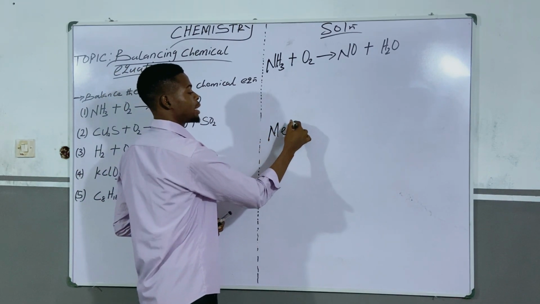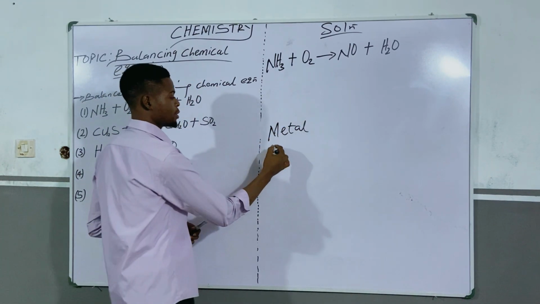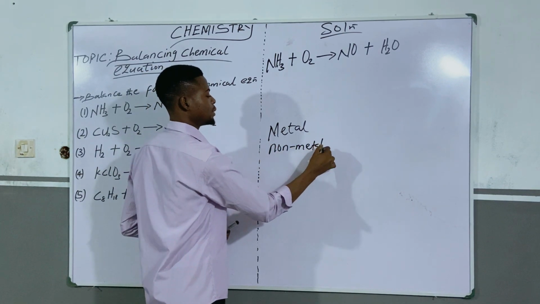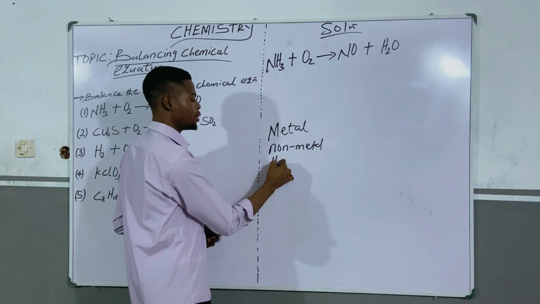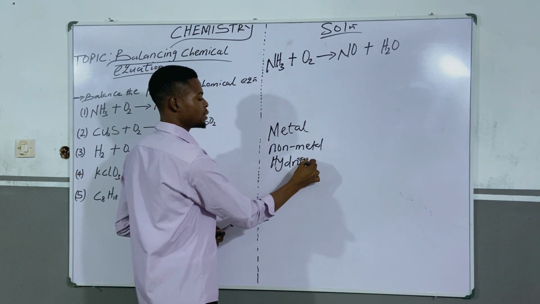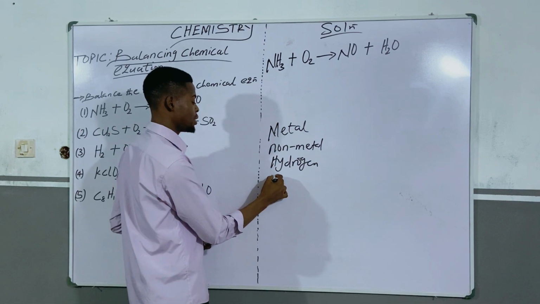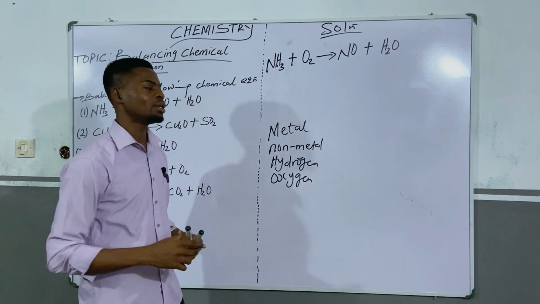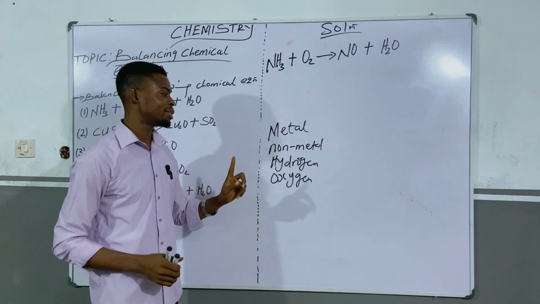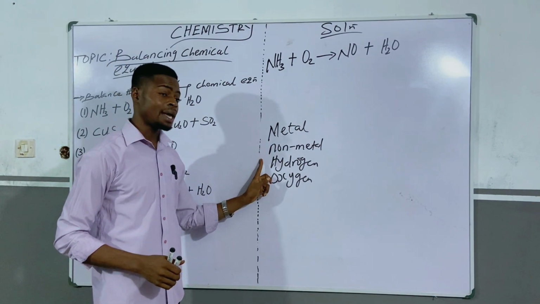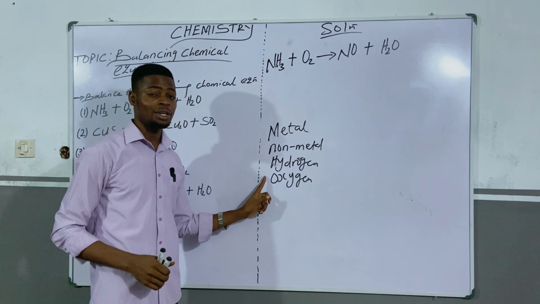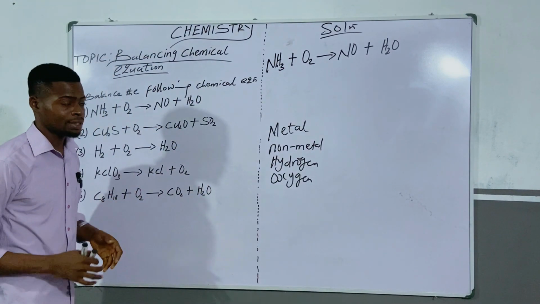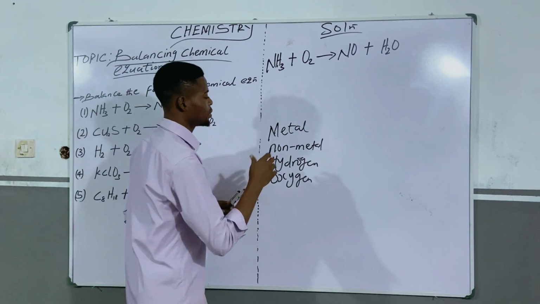You have to balance your metal. Metal will come first. Then we have the non-metals. Then we have the hydrogen. And lastly, you balance your oxygen. Okay, so while balancing a chemical equation, you have to balance the metal first, followed by non-metal, then hydrogen, and then lastly balance the oxygen. So that is the order we'll be following while doing all these things. Now, this is the first question.